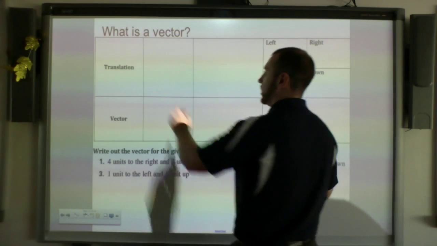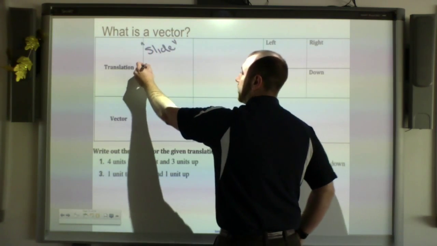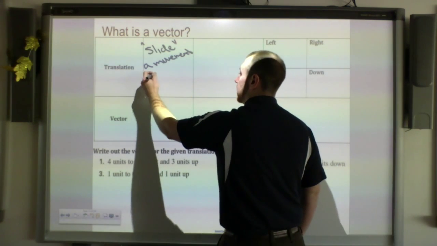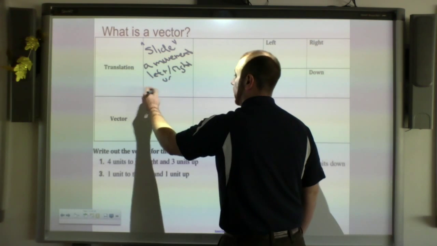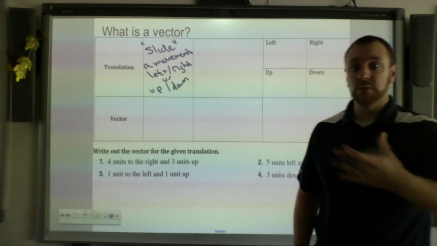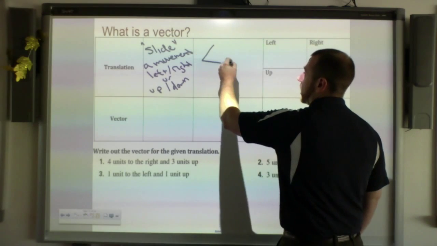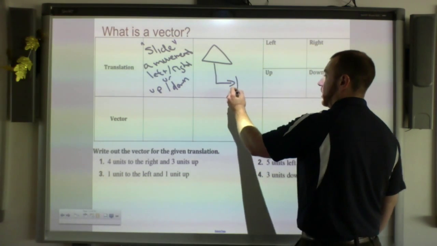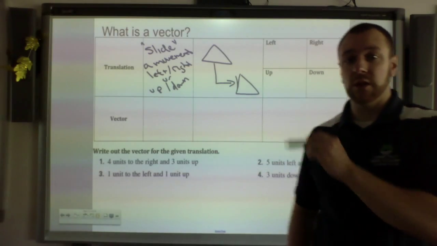A translation is a slide. Okay? It's a movement left, right, or up, down. So it's moving left, right, up, or down. Now, it's like drawing a triangle and then saying, all right, I'm going to move it and I'm going to redraw the same triangle. It hasn't changed anything, it's just a new position.